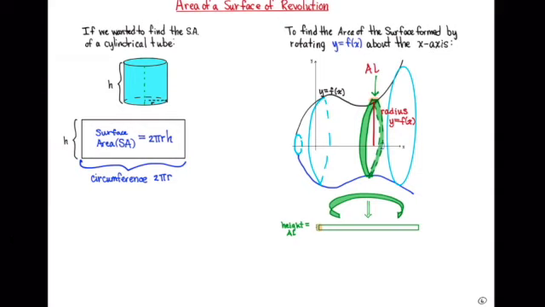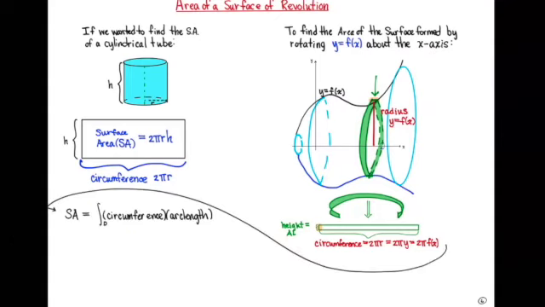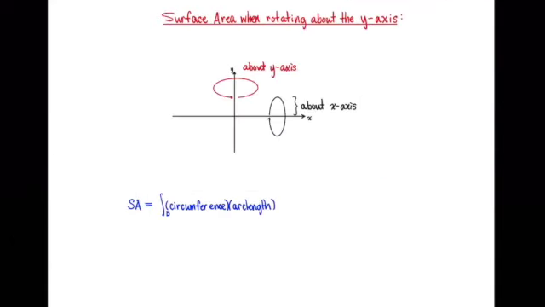And we have our radius, which gives a circumference of 2 pi r. Multiplying the height times the circumference, arc length times 2 pi f of x, gives us the overall formula for the surface area on our domain from A to B, our circumference times our arc length, the arc length being the height. So subbing that in gives us our formula.